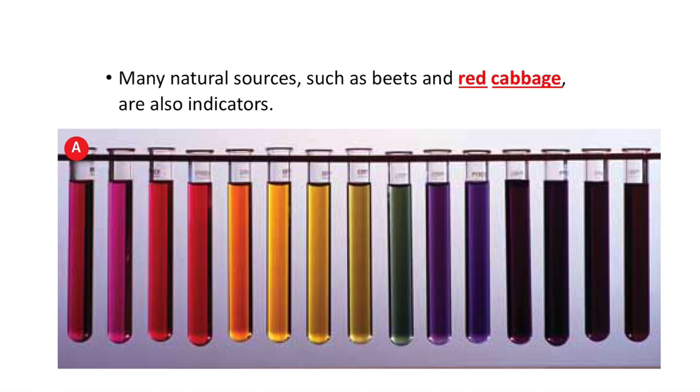So indicators have actually been around for a really long time, and there are many natural sources. Beets can be used as an indicator. Red cabbage juice can also be used as an indicator. And litmus itself is actually from what is called a lichen, which is a symbiotic relationship you'll sometimes see in forests. So litmus is pulled from the lichen, which is used to make litmus paper.